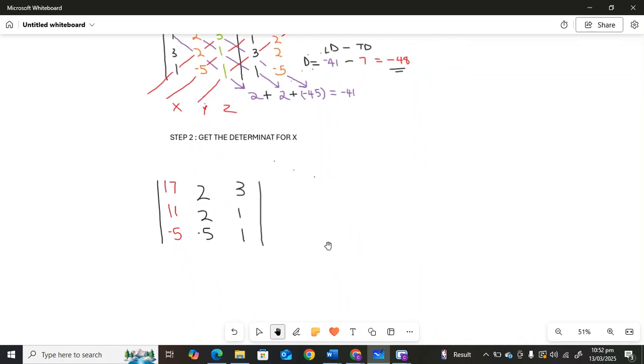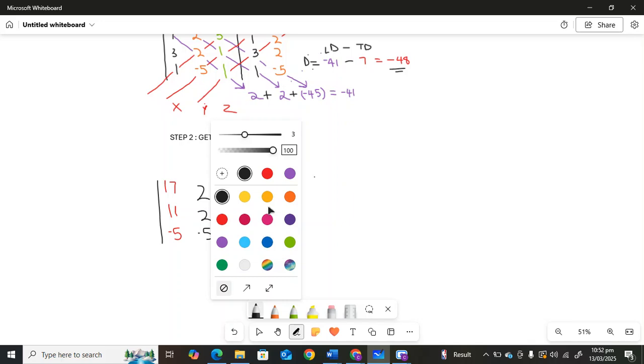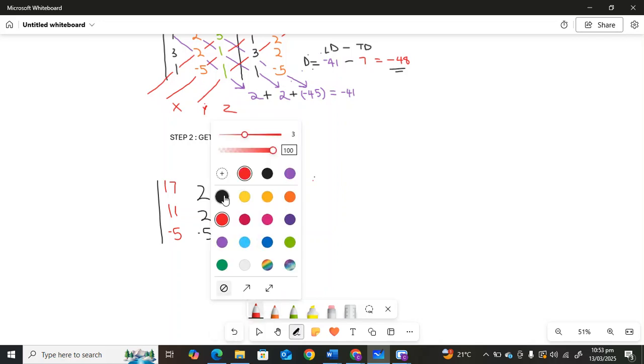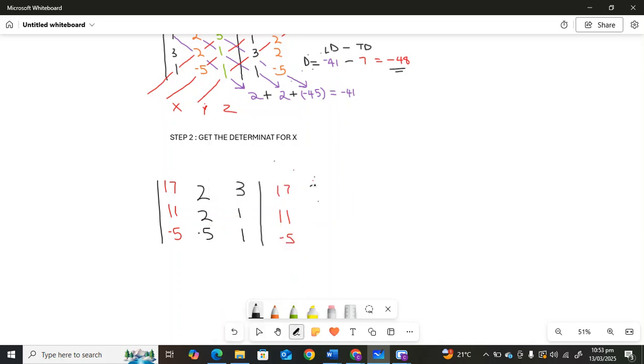Then after you make your matrix, remember the first two columns come outside also. So this 17, 11, -5, and this 2, 2, -5. Any questions, colleagues? Remember, where you have a question, stop me.